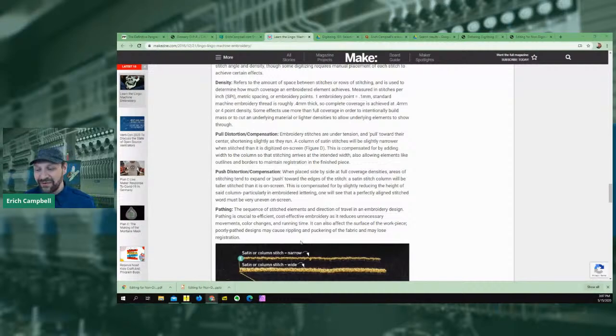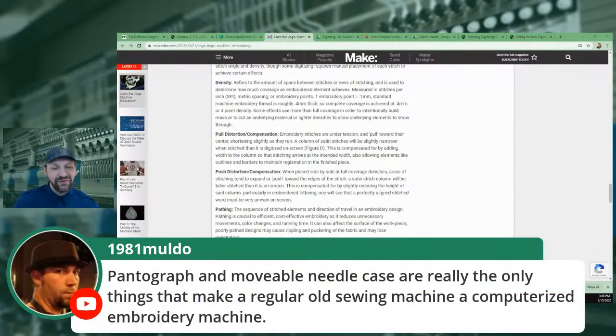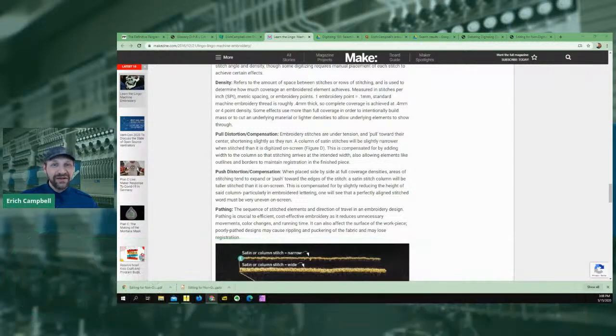And now I'm going to go ahead and jump out and see a couple of things that are out here in the comments. 1981 Moldo says, pantograph and movable needle case, really the only thing to make a regular old sewing machine a computerized embroidery machine. Absolutely. A sewing machine has the same function. It's an interlock sewing machine. The head that we're using works very much as a sewing machine.